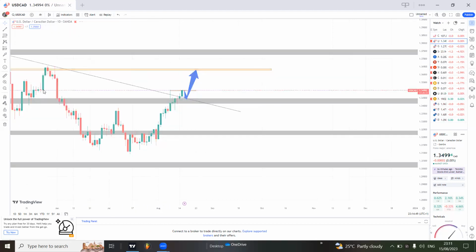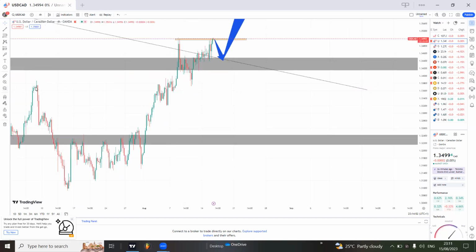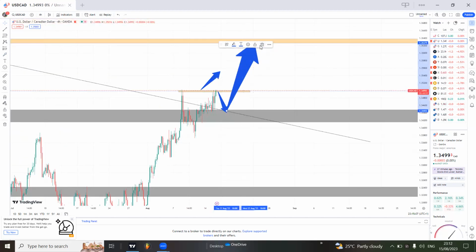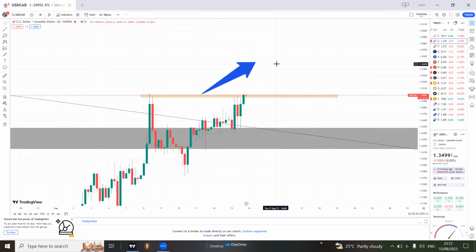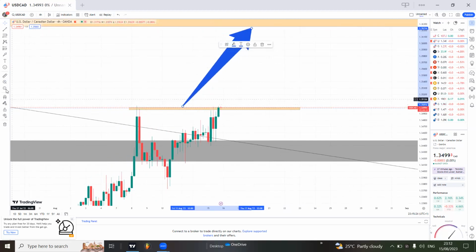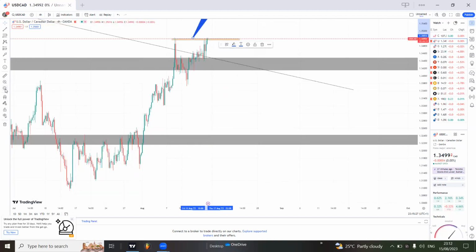Or if the momentum is very strong, instead of coming back to retest, we can see a strong push out from here, from this zone, from this 4 hour support and resistance. We can see a very strong push from this 4 hour support. Then we go up. So these are my projections on Cadjpy and Usdcad.